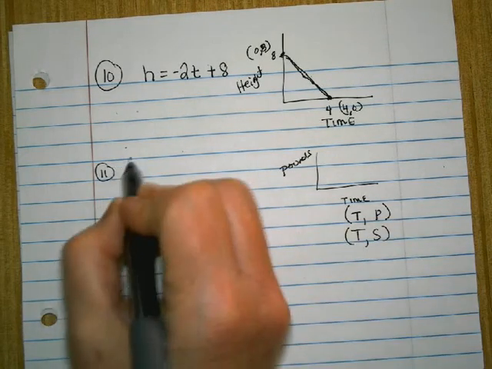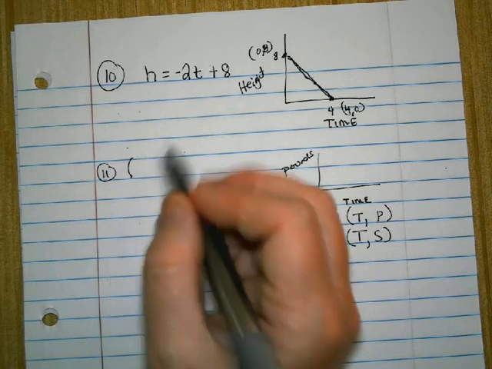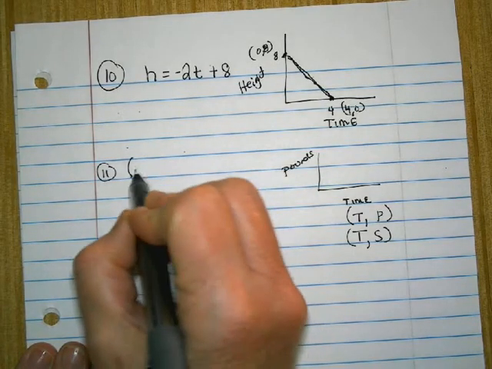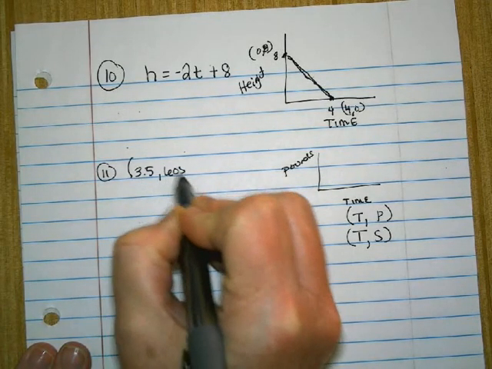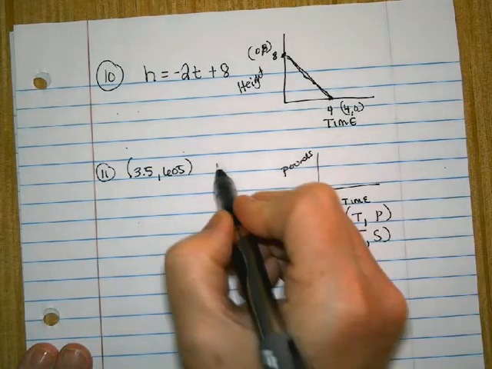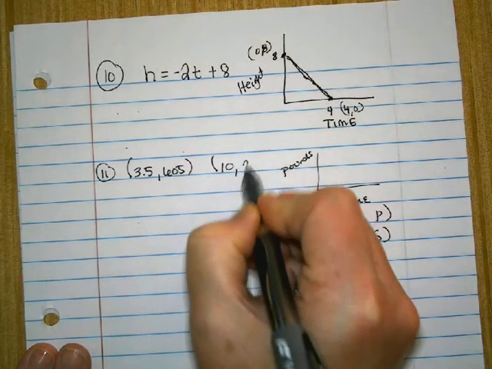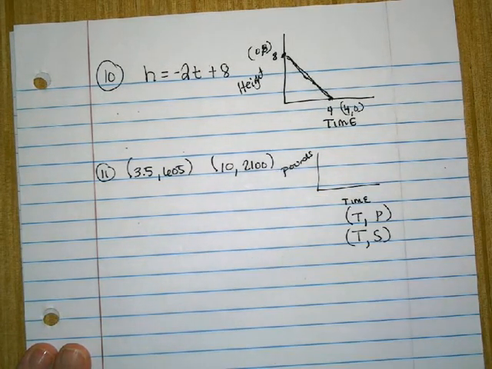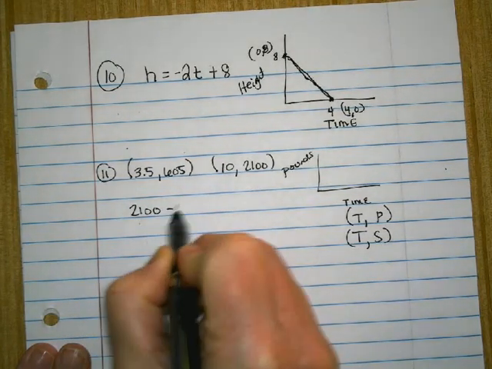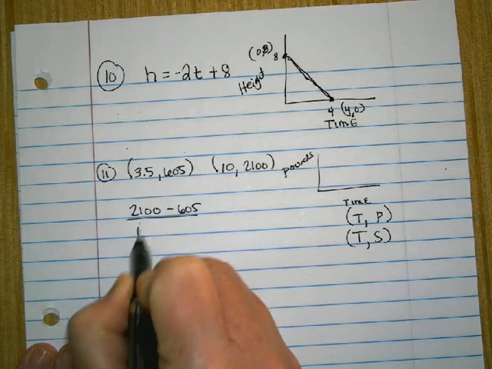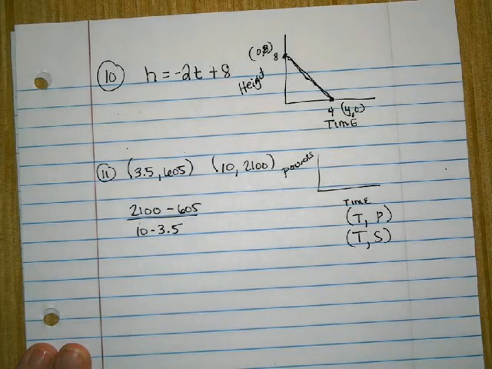So the first pair of numbers that go together are 3.5 hours and 605 pounds. The second pair of numbers are 10 hours and 2,100 pounds. And then you have to find the slope. So what do you get when you find the slope?